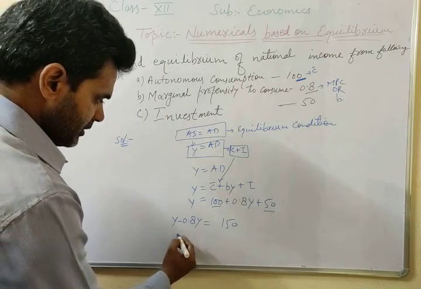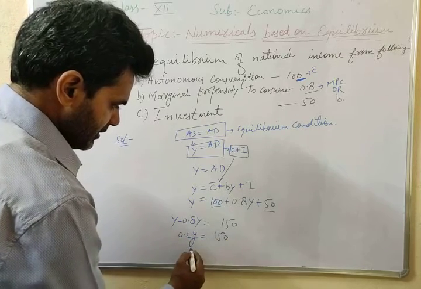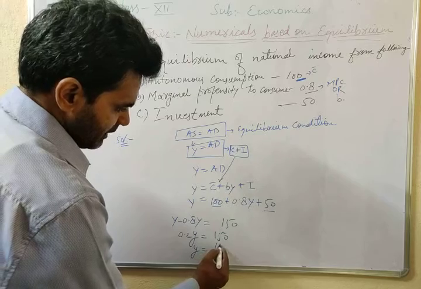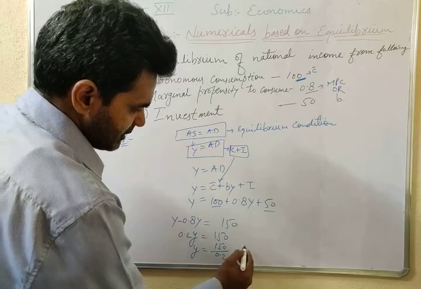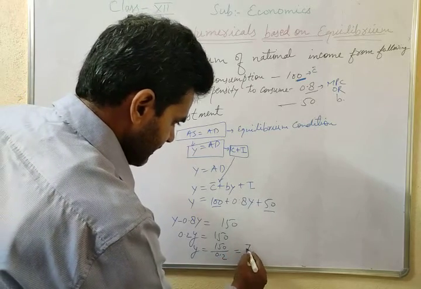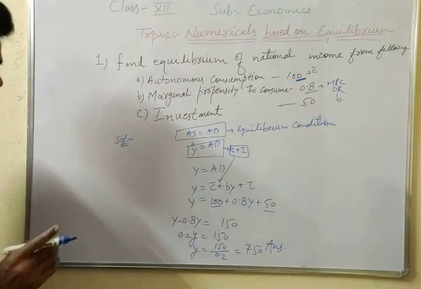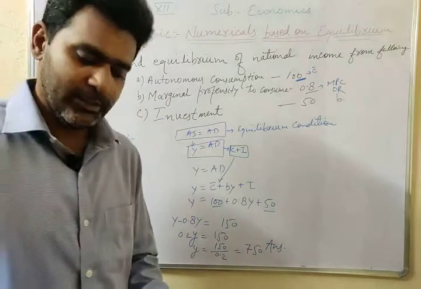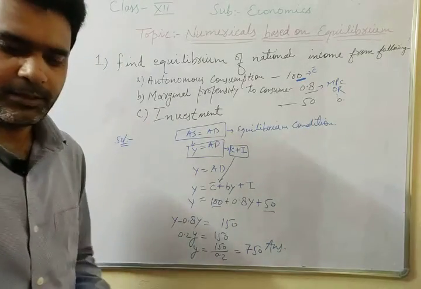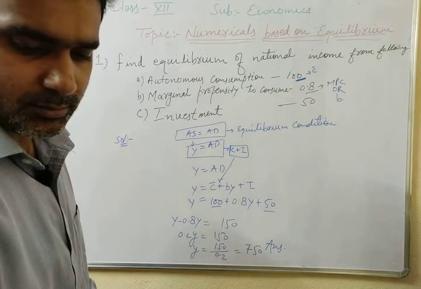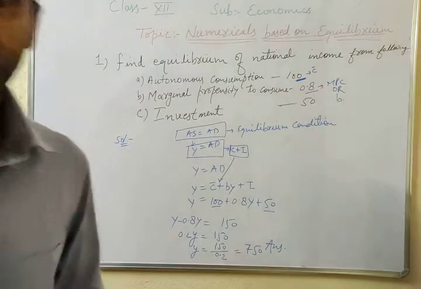Now what is the remainder over here? 0.2Y is equal to 150, and Y is equal to 150 divided by 0.2, which is further equal to 750. So this will be our answer, or the required level of income at the equilibrium level. This is how we calculate this example. You can pause the video to write it down. Then I will tell you some more examples.